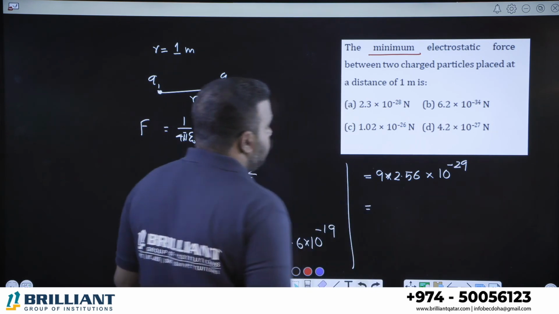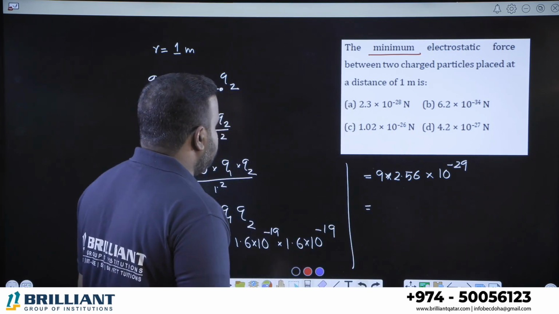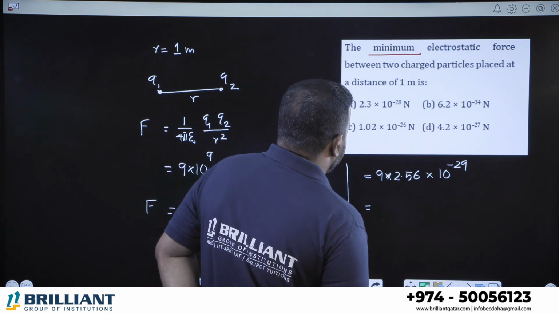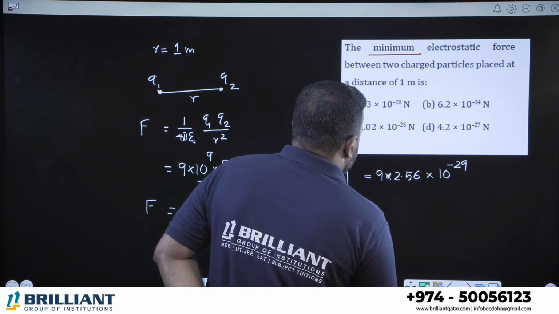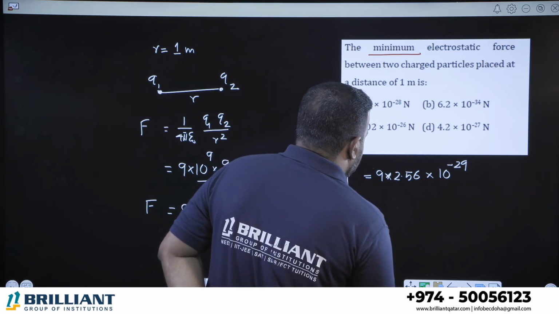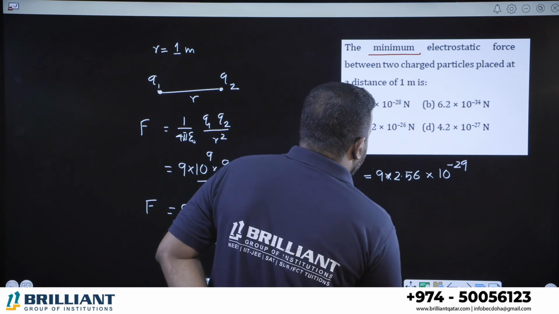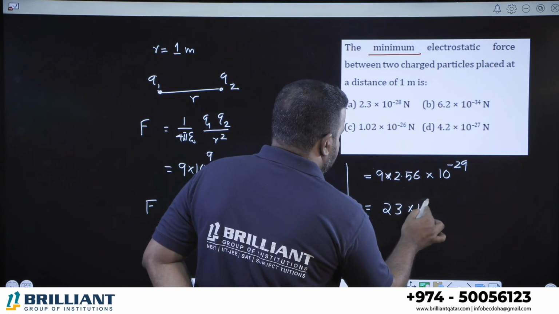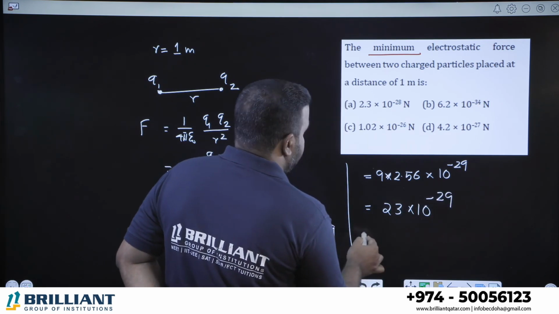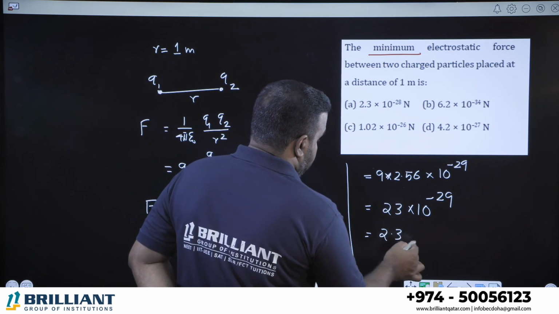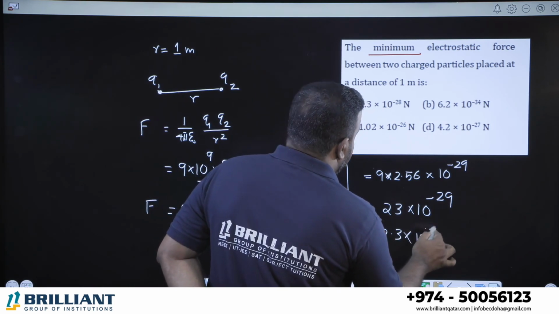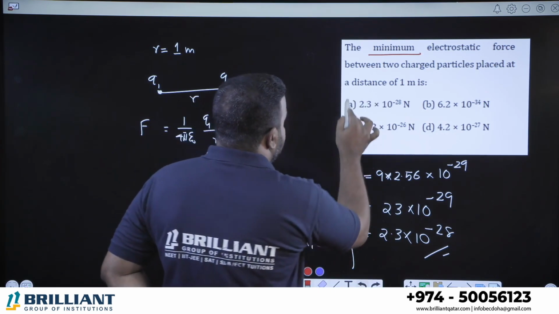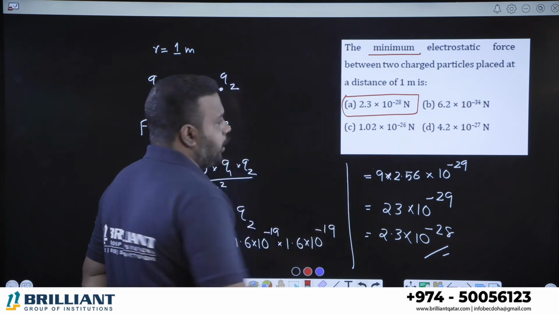So 9 into 2.56, around 23 will come. So 23 into 10 to the power minus 29 will come. If you are checking it, yes, it is approximately 2.3 into 10 to the power minus 28. So the answer is option A. Option A is the right answer for this.